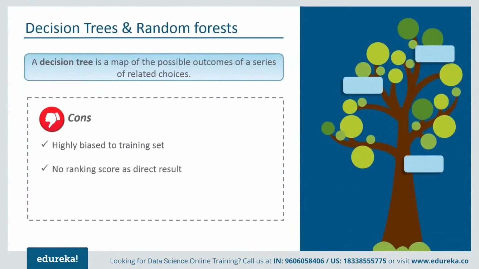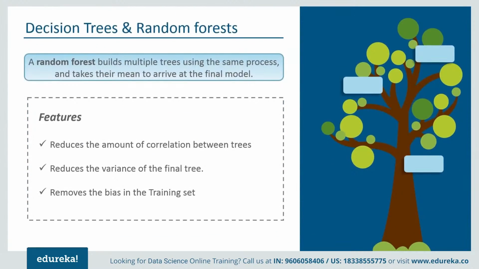So this brings us to the biggest problem associated with a tree model. That is, they are a highly biased class of models. You can make a decision tree model on your training set which might outperform other algorithms, but it will prove to be a poor predictor on your test set. So what do you do about it? You basically create a random forest.